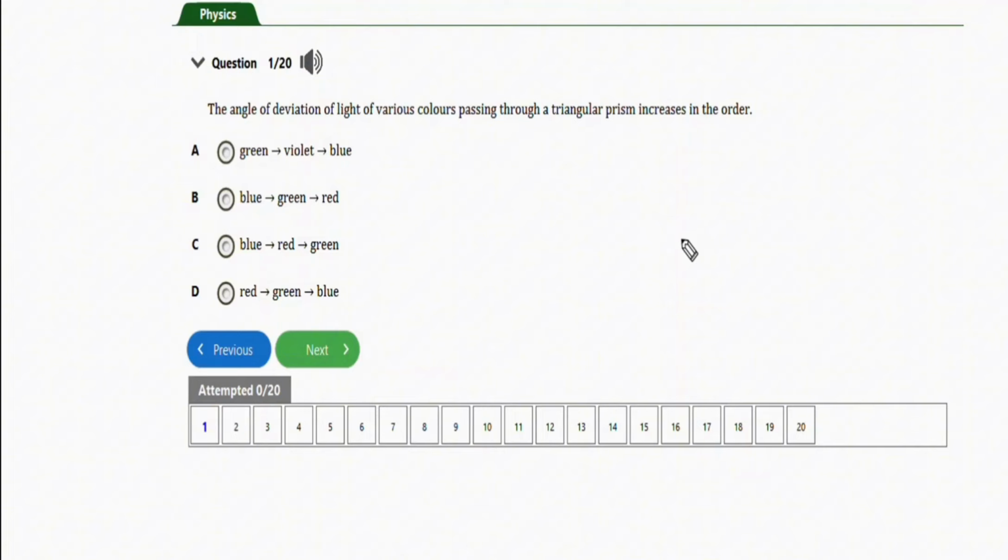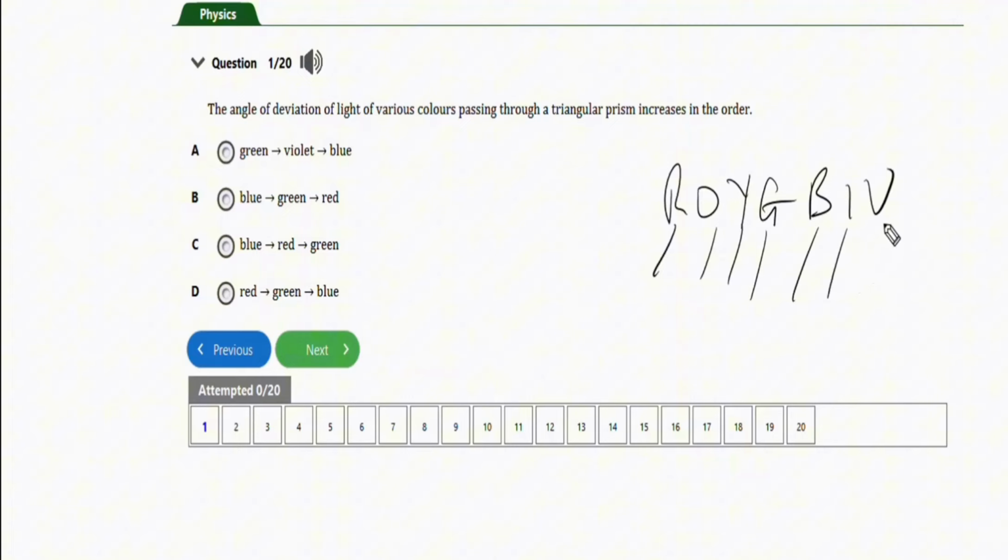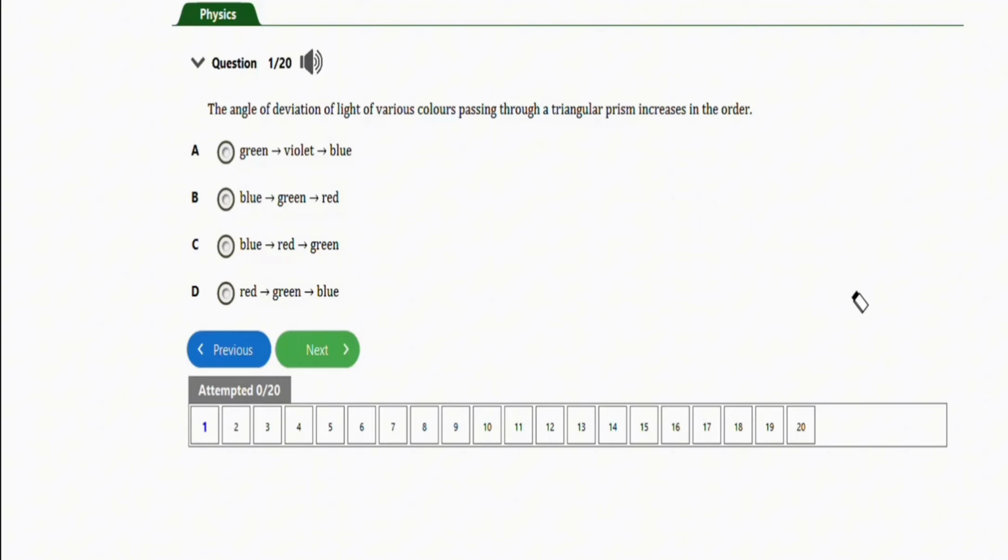For this acronym, ROYGBIV, in dispersion of light, this is red, this is orange, this is yellow, this is green, this is blue, this is indigo, this is violet. So from the arrangement order, red came first. After red, we have green and then blue. So option D is correct. Alright, so let's wipe this and go to the next repeated question.